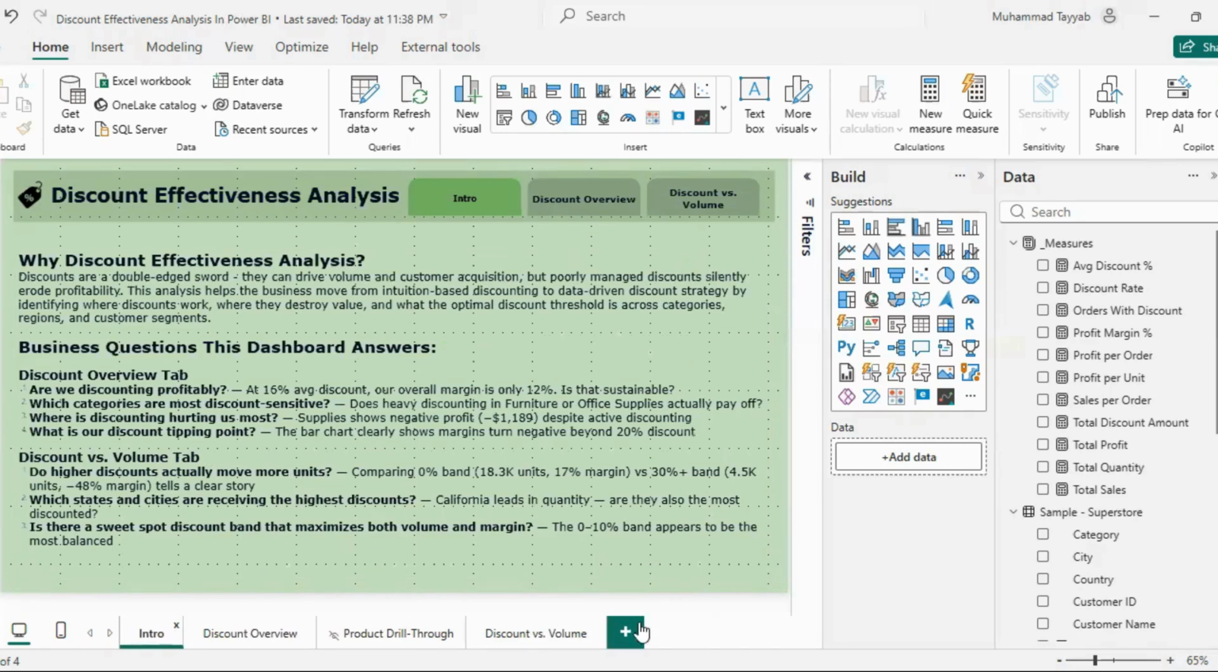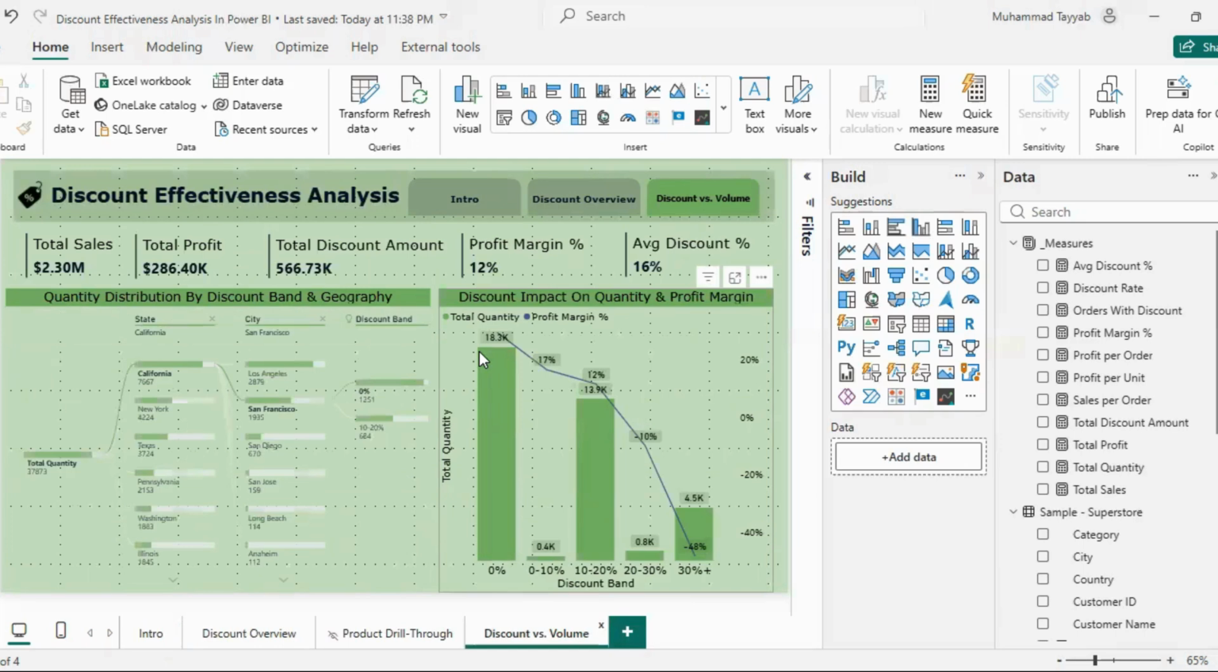Okay. So let's look at the chart, total quantity versus unit. Here, for the 0% discount band, we have 18.3K quantity sold with a profit margin of, if I just hover over here, above 20%. That's good. And for the other one, we have 17, we have 12, and if we just cross the 20% line, we have seen that previously.